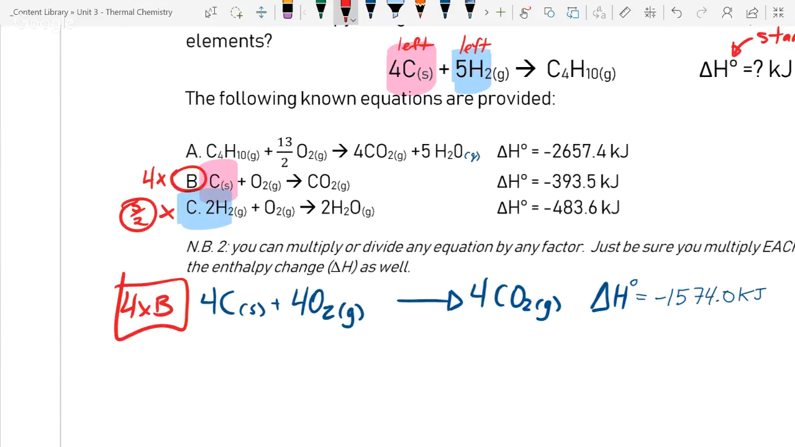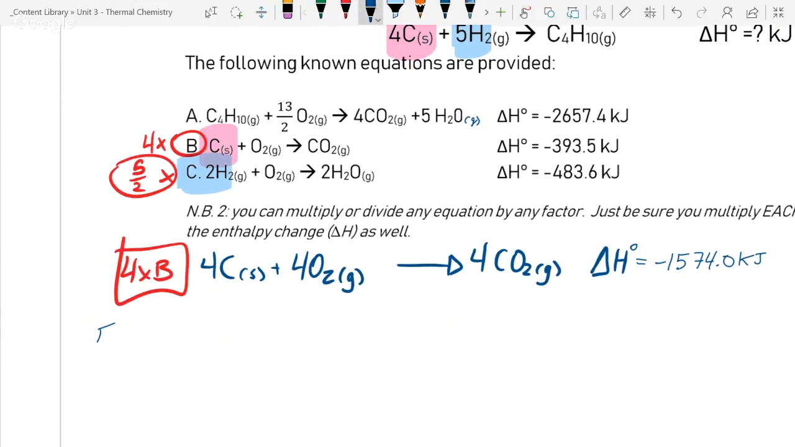Yeah. I'm going to say 2.5 as 5 over 2 because I like fractions. If you'd rather say 2.5 times, totally cool. Yep, I'm okay with that. All right, so we're going to have 5 over 2 times C. What's that reaction going to look like?